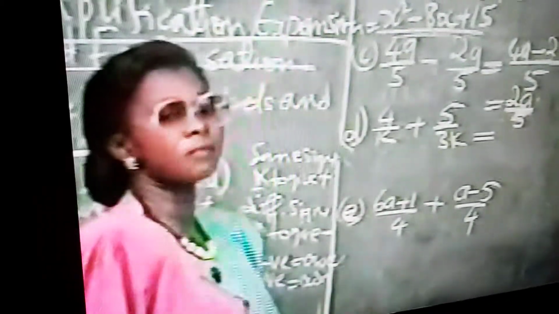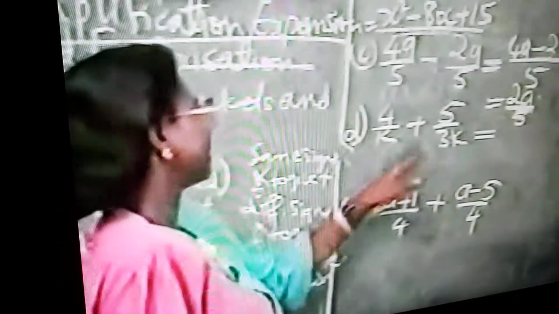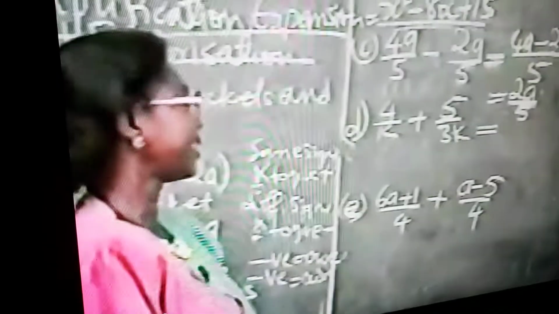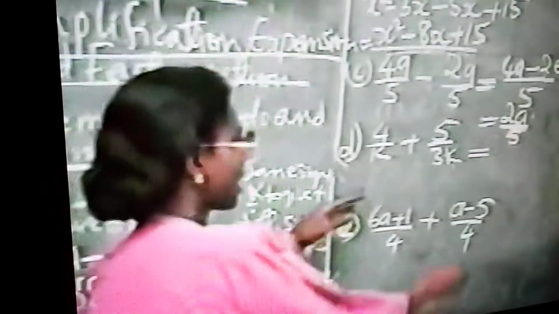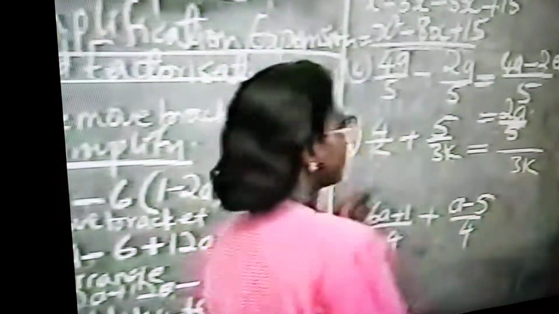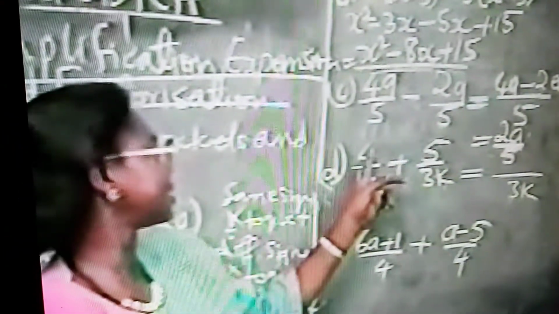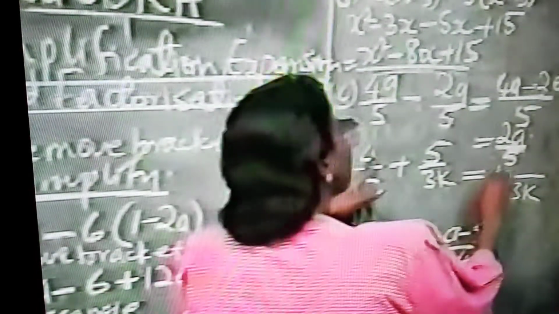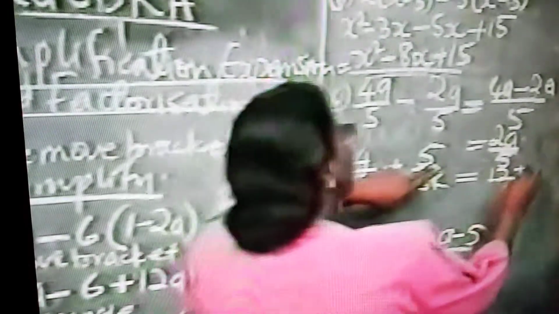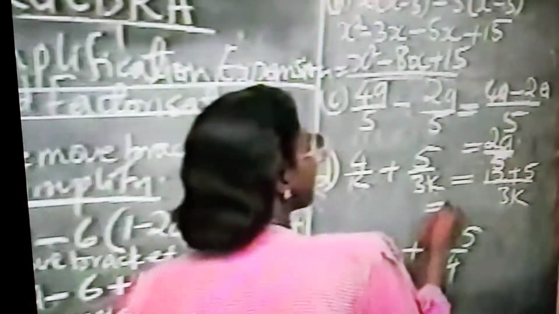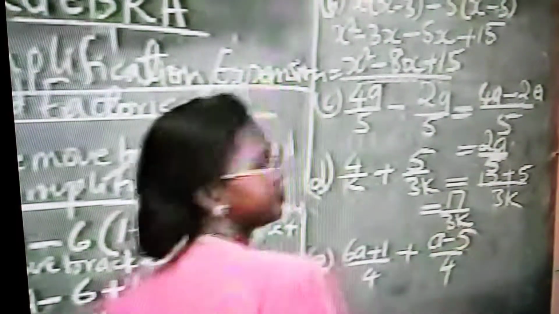And when there's any extra factor that is not common, you still pick them. So we have here the LCM of k and 3k is just 3k. Because 1 and 3, LCM is 3. K and k, LCM is k. So your LCM is 3k. But k in 3k will give you 3. So you are left with just 3 times 4, which will give you 12. Plus 3k in 3k is 1. 1 times 5 will give you 5. So our answer becomes 12 plus 5, 17 over 3k.